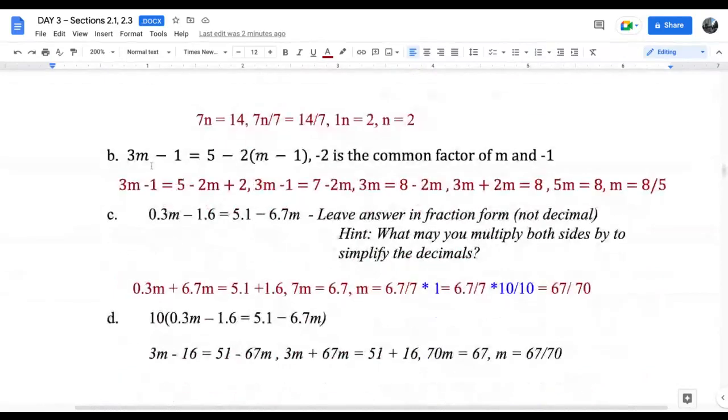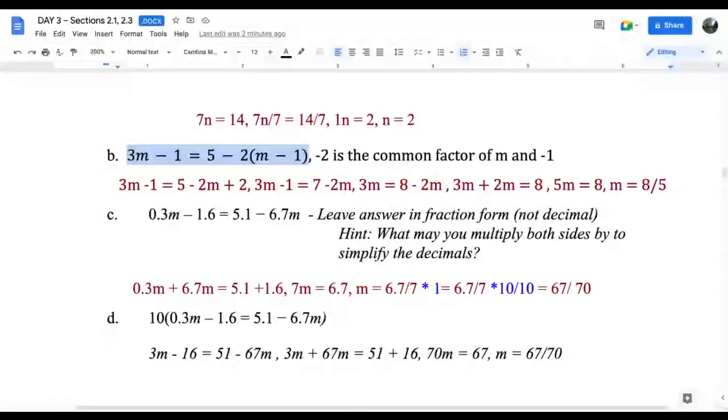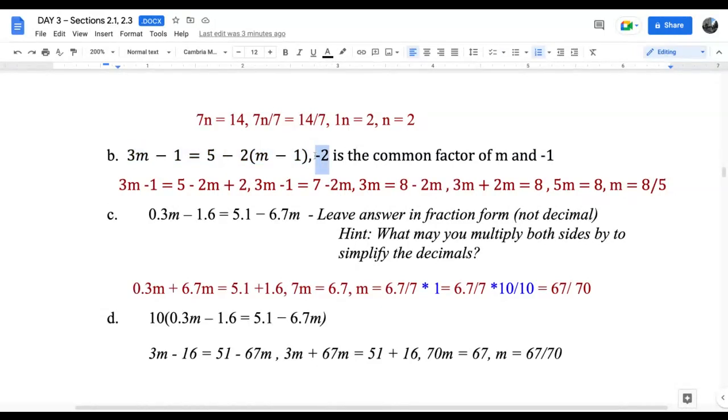Let's see this one. On the left-hand side, we have two terms, 3m minus 1. On the right-hand side, we have 5 minus 2 times a binomial. So negative 2 is a common factor of m and negative 1. We have two terms here, right? We have a positive m, negative 1 here. So we multiply negative 2 with m, we get negative 2m. We multiply negative 2 with negative 1, we get a positive 2. Right? So just distribute this negative 2 to the binomial first.